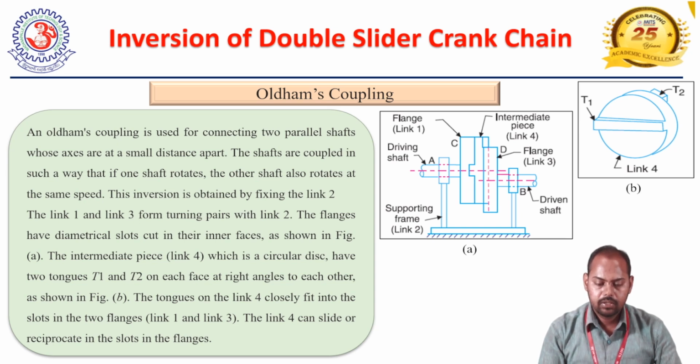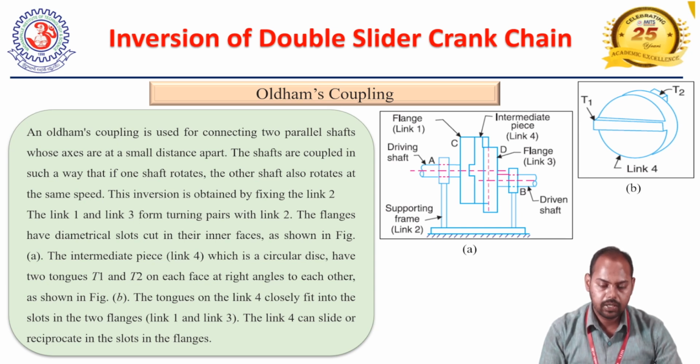Figure 1 shows two misaligned shafts connected with this Oldham's coupling. An Oldham's coupling is used for connecting two parallel shafts whose axes are at a small distance apart. What is the meaning of that? That means two misaligned shafts are usually joined by this Oldham's coupling. The shafts are coupled in such a way that if one shaft rotates, the other shaft also rotates at the same speed. This inversion is obtained by fixing link 2.